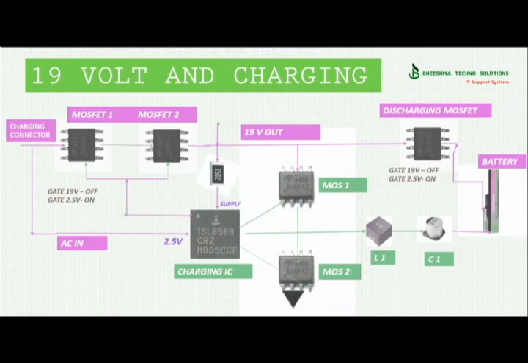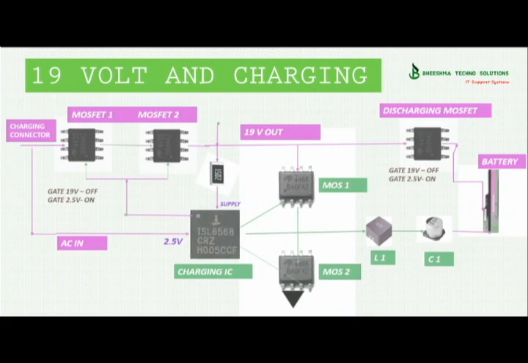After powering on, the remaining voltages are generated sequentially. These voltages are called secondary voltages. Let's see how the 19 volt DC backed out voltage is produced.